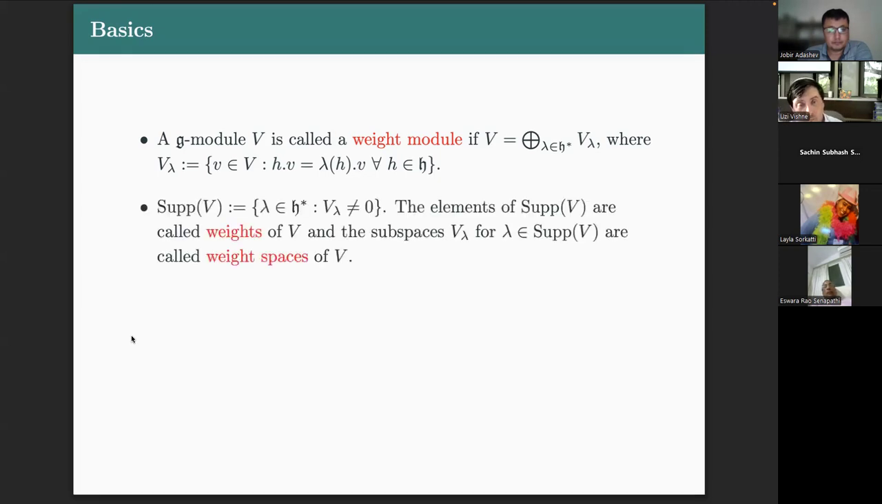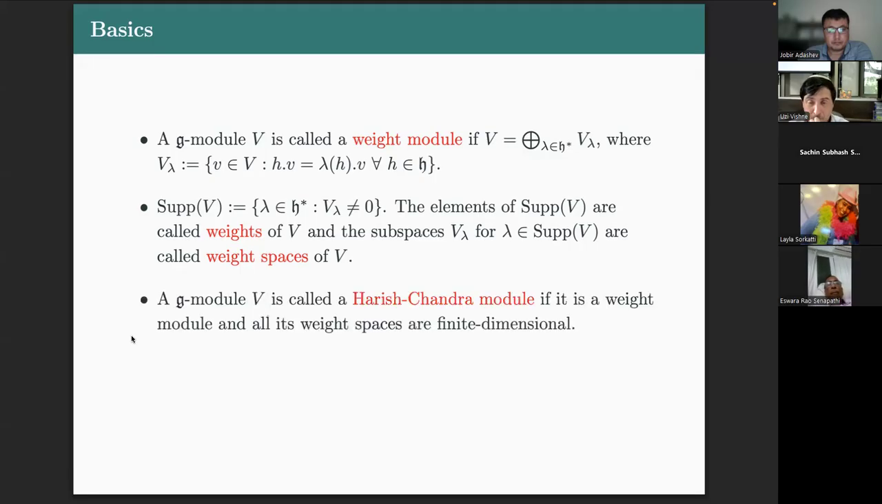These are the simultaneous eigenspaces. And the support of V, we are interested only in those lambda for which V lambda is non-zero. Elements of the support of V are called weights, and the subspaces V lambda are called weight spaces. A G module V is said to be a Harish-Chandra module if all of its weight spaces are finite dimensional. And these are our prime objects of study.